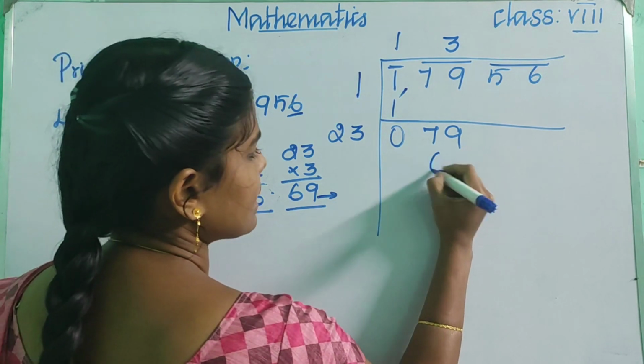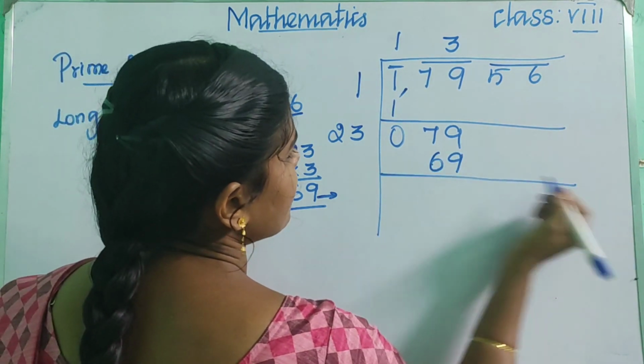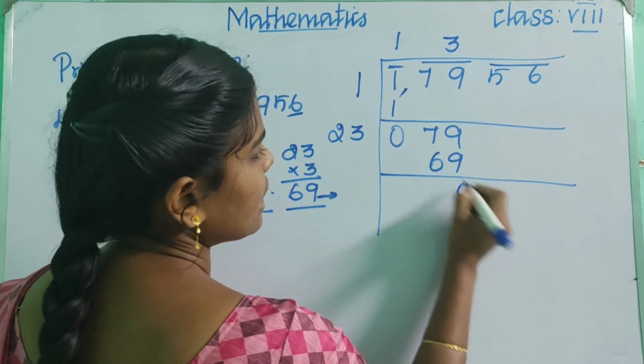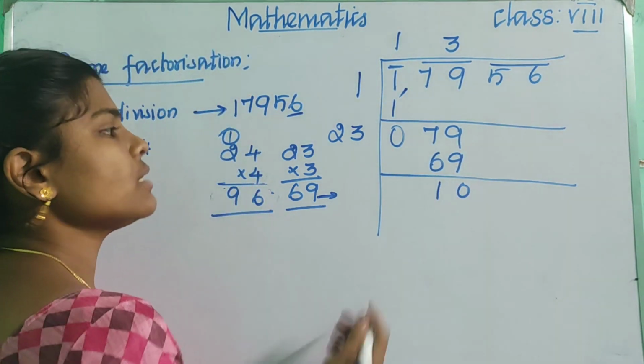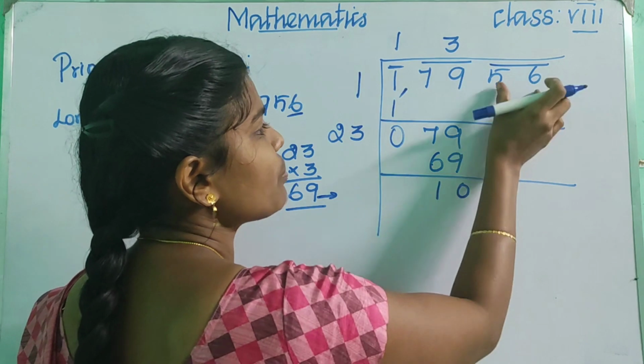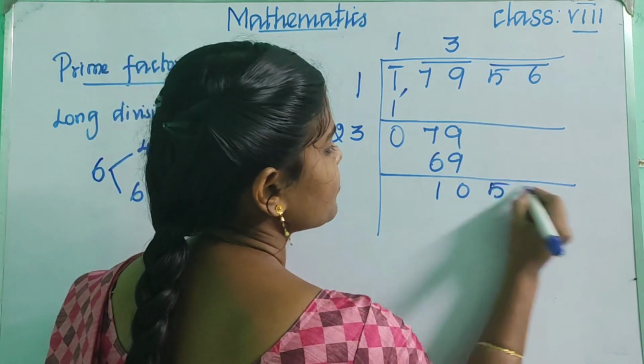What is the number we are getting? 69. Okay, now subtract it. 9 minus 9, 0. 7 minus 6, 1. Okay children, so what is the next step we need to do? We need to bring down these two digits, 56.